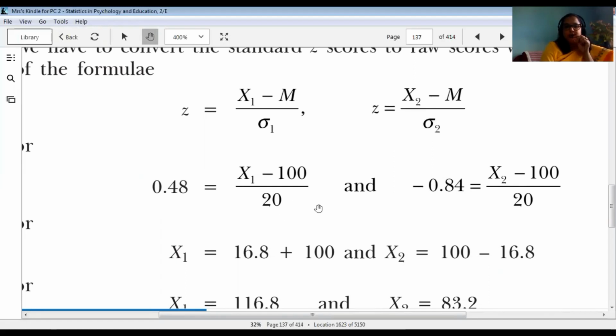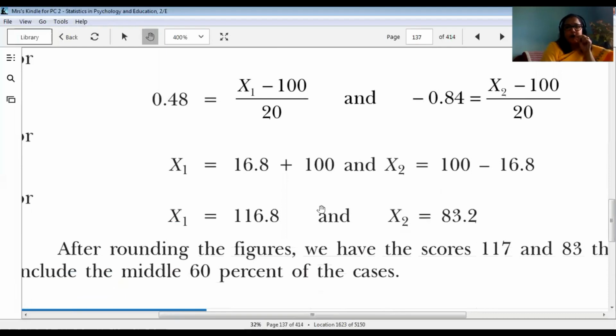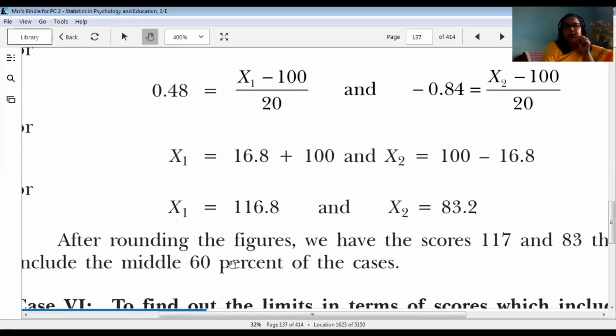Okay, so by doing this, we got the raw scores as 116.8 and 83.2, and we can state this as whole numbers or round figures as 117 and 83, which include the middle 60% of the cases.